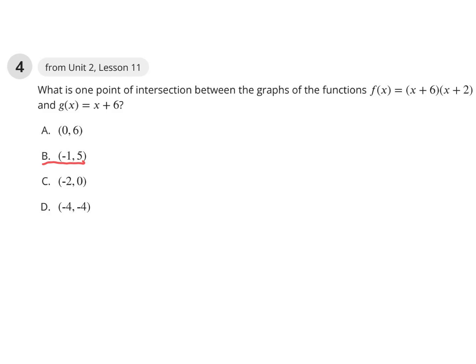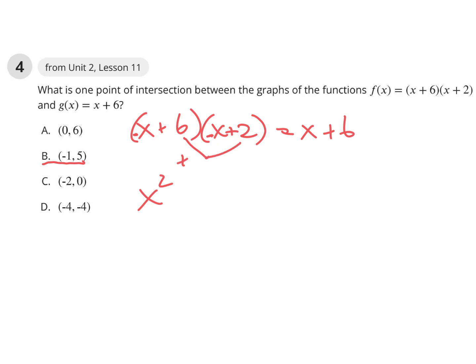Now, for those of you that want to solve it algebraically, all right, now, there's no coefficient in front of the x, so x times x becomes x squared. To get the middle term, we add the constants, which gives us plus 8x. To get the last term, we multiply the constants, which gives us 6 times 2 is 12, equals x plus 6.